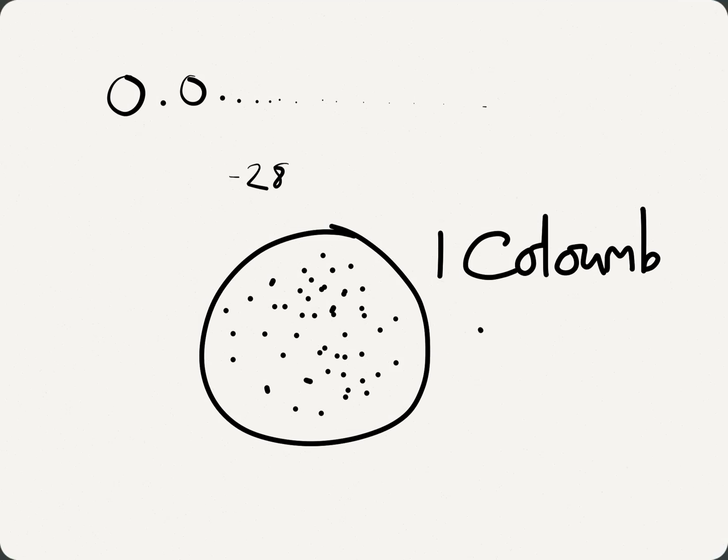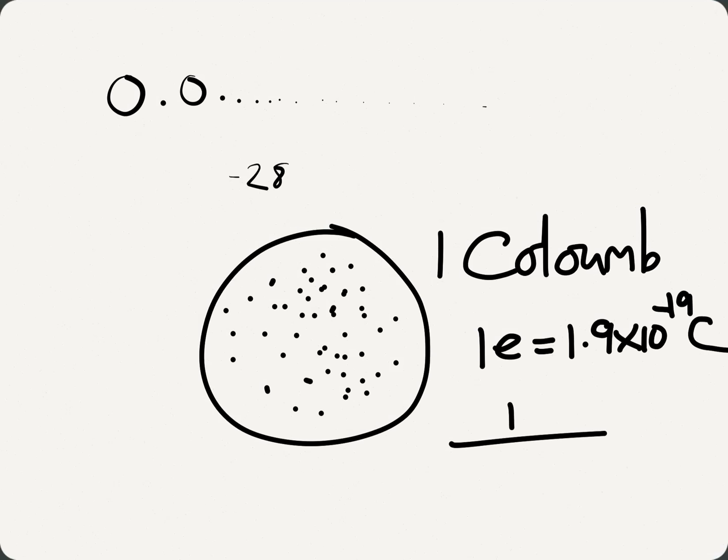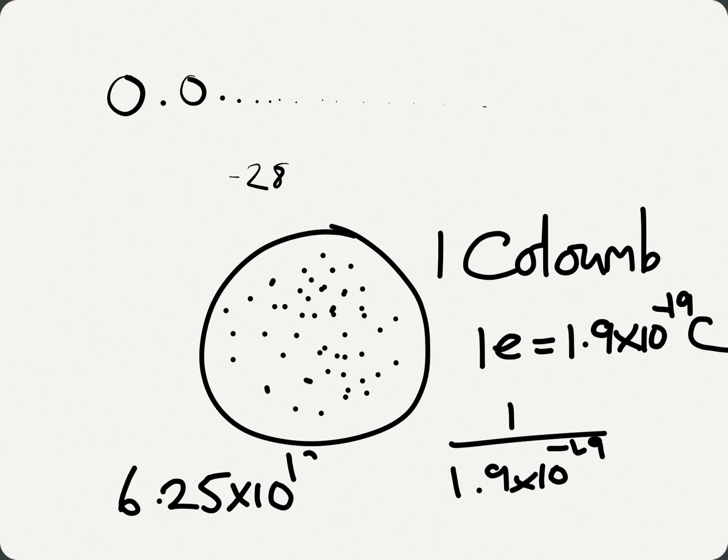Now one little electron has a charge of 1.9 times 10 to the minus 19 coulombs. So it's really easy to work out how many electrons are in a coulomb. You just do 1 over 1.9 times 10 to the 19, and I think off the top of my head you get 6.25 times 10 to the 18 electrons in 1 coulomb of charge.